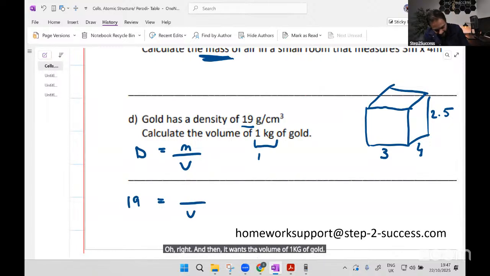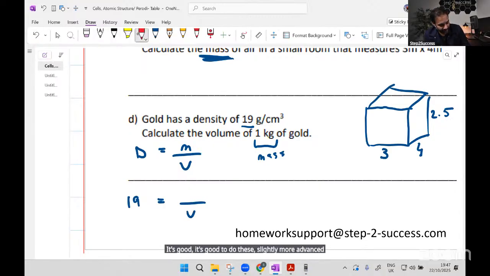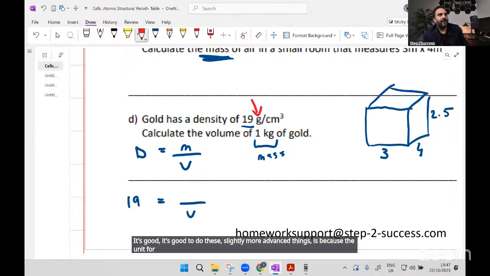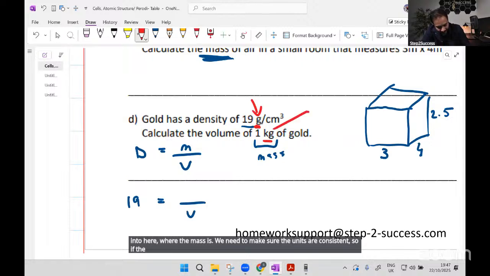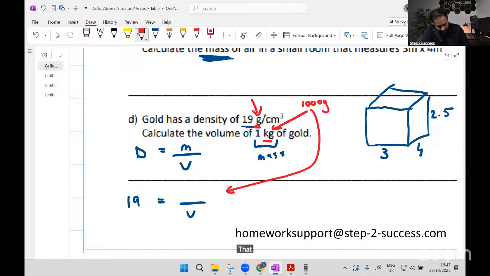That is a mass, just to be clear. Kilograms are units of mass. However, the reason this is a slightly more complicated question, and it's good to do these slightly more advanced things, is because the unit for density here mentions grams and the unit for mass is in kilograms, we cannot just put the number one into here where the mass is. We need to make sure the units are consistent. So if it's grams here, then we need to make this grams as well. That is 1,000 grams. That 1,000 is what will go here for the mass.